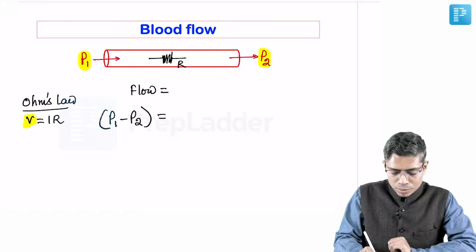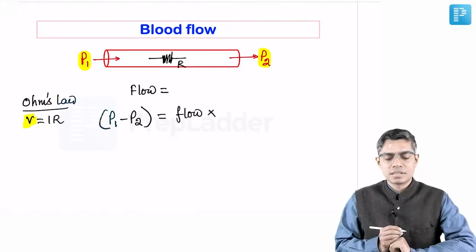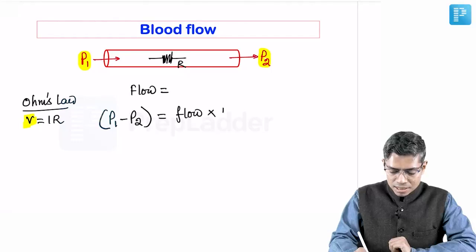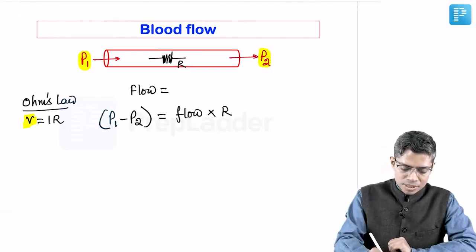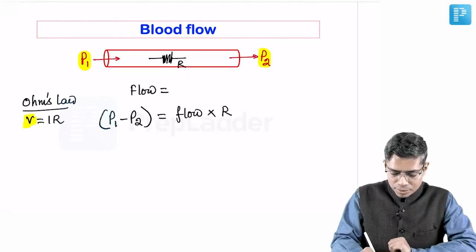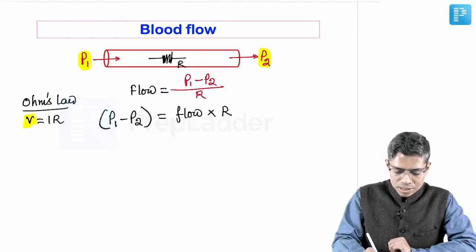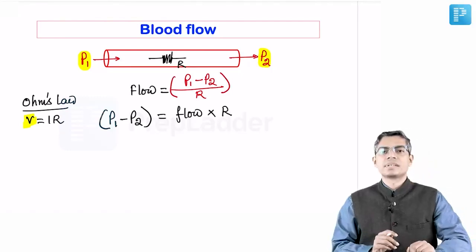This will be equal to I. I is the current flow. So in case of the cardiovascular system, this is blood flow, and R is the resistance. So the simple thing is that if you want to calculate the flow, then it will be nothing but P1 minus P2 upon the resistance of this vessel, right?